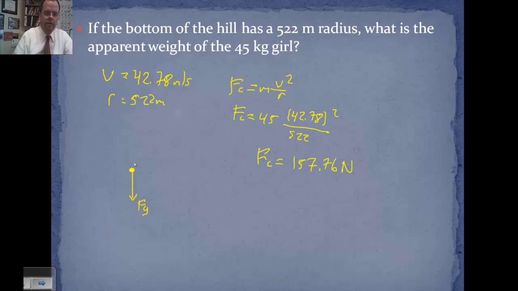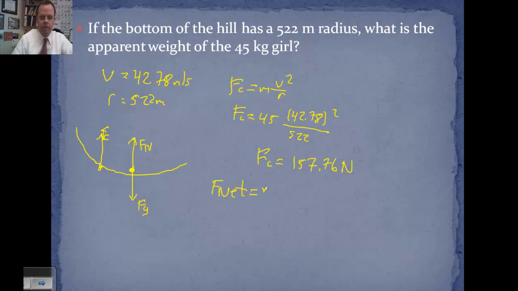Now, if we draw a free body diagram at the bottom of the hill, the girl will have the force of gravity going down and the force normal going up. Our centripetal force will be pointed towards the center of the circle. Since this is the bottom of a hill, our centripetal force will be pointed up. So our net force has to be 157.76.